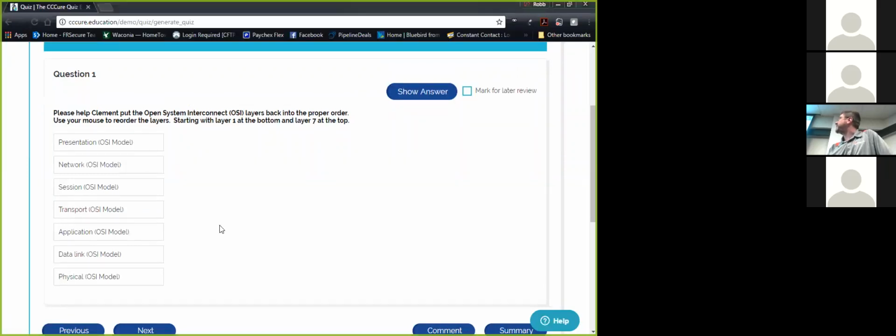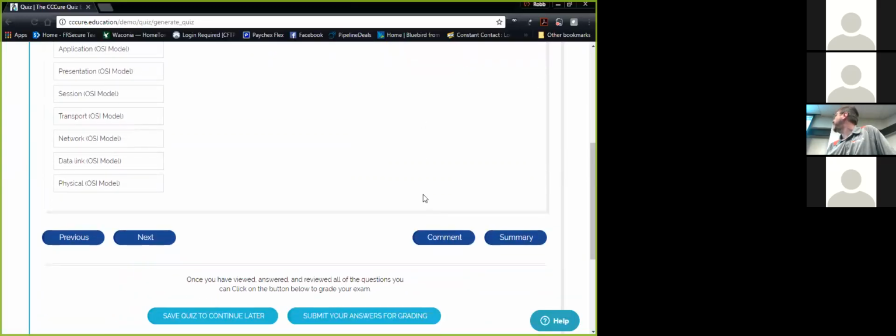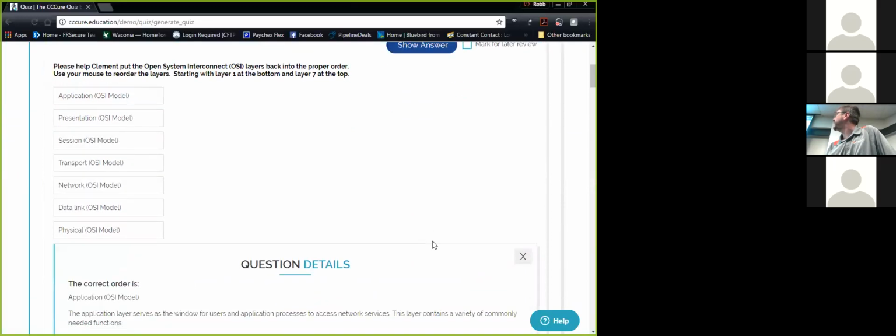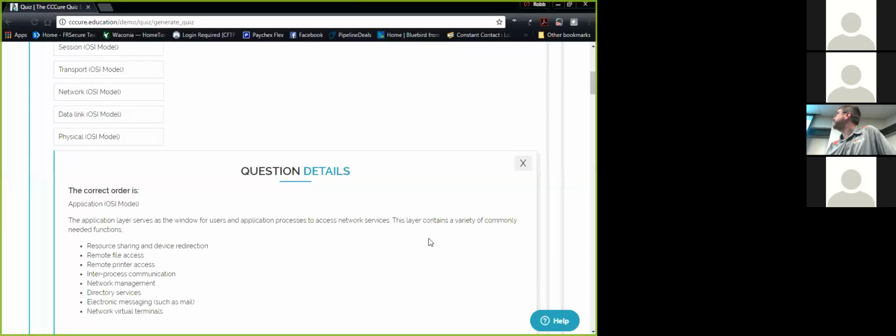Help Clement put the OSI layers in the proper order. Start with layer 1 at the bottom and layer 7 at the top. Okay, physical. There you go. Application on top. And then you can do the mark for later review, which is also on the test. Correct. Right.